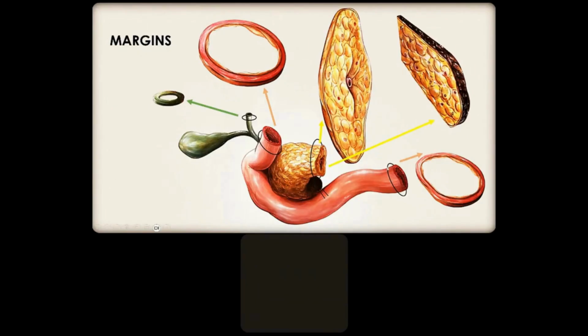Sometimes they will give it to you. The surgeons will send these separately. If not, and you get the specimen fresh, then these are the margins you've got to take: the cystic duct margin, and then the transected pancreatic margins.